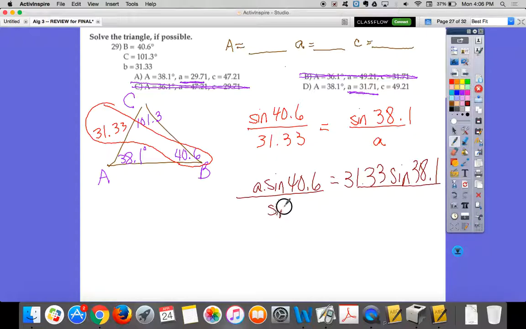This is multiplied. To undo it, you've got to do the inverse, which is divide. Okay, now I highly advise you to type in the top, 31.33, and then sine of 38.1. Get an answer, please, and then hit divide by sine of 40.6. That'll keep you from making an error with parentheses, okay? Now I got 29.7. That means we've got to conclude it's A because they've got 31 over here. So option A, you don't even have to find little c, okay? So if you can shortcut your problems, by all means do so.